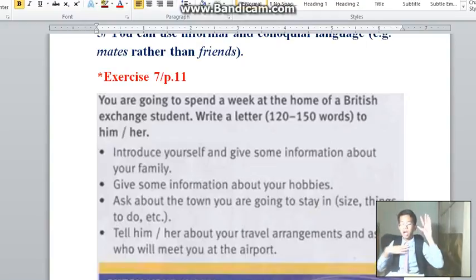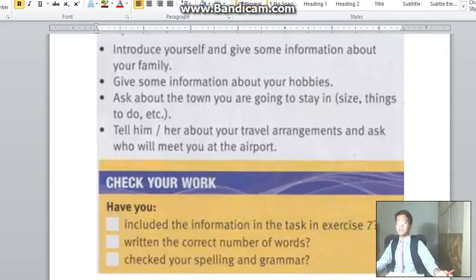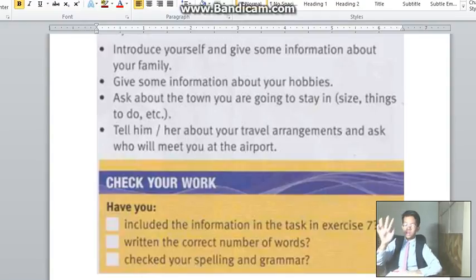Okay? So with those things, after you write, you must check your work right up here. Have you included the information in the text of exercise number 7? Have you written the correct number of words? Have you checked your spelling and grammar? If you tick those boxes, then your writing will be completely perfect. Remember, you need to check after you write, okay?